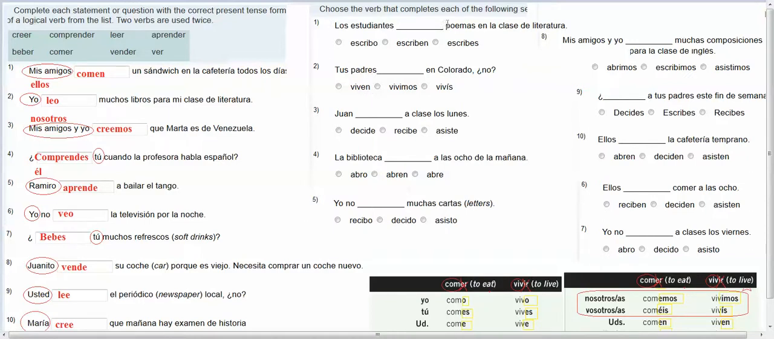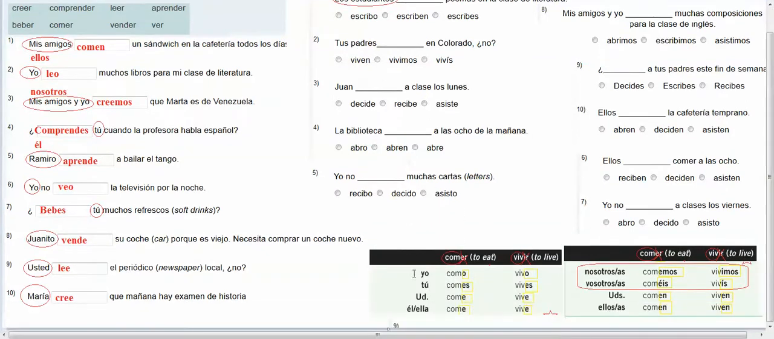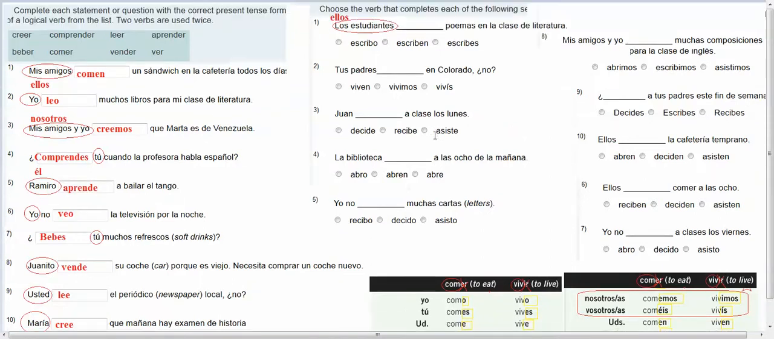So it says, los estudiantes write poems in literature class. Escriben, los estudiantes poemas en la clase de literatura. My subject are the students, which is the same thing as ellos. Okay, so if I look down here, ellos would be, for an IR verb, an EN, so escriben is going to be the answer.